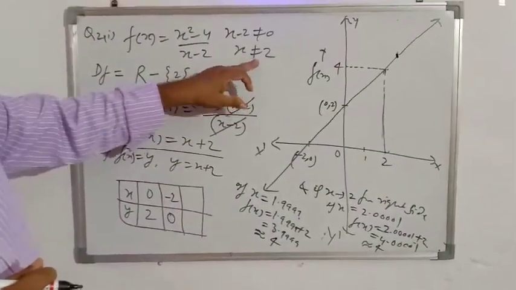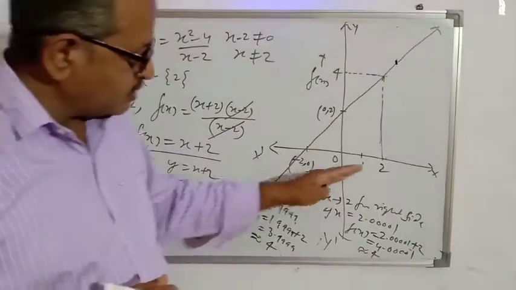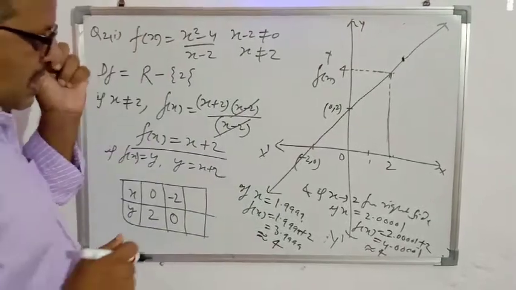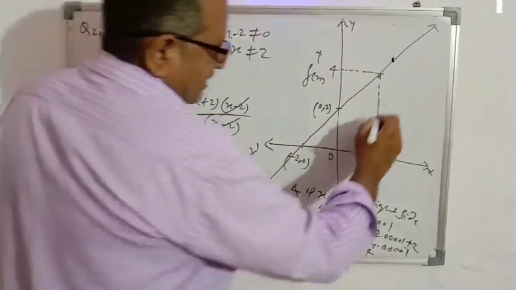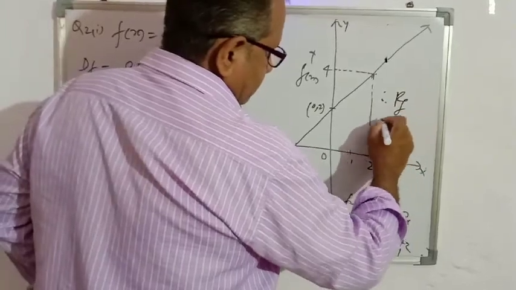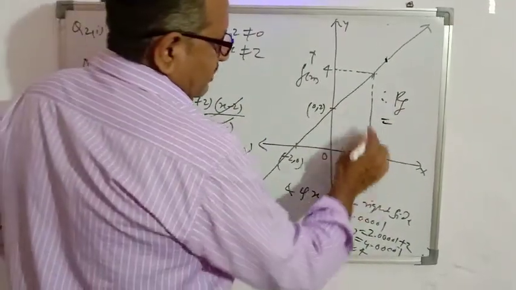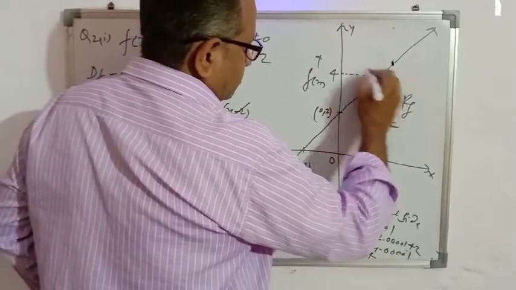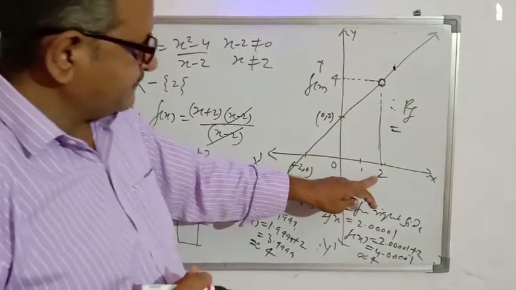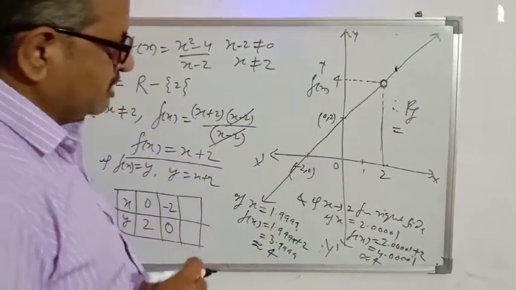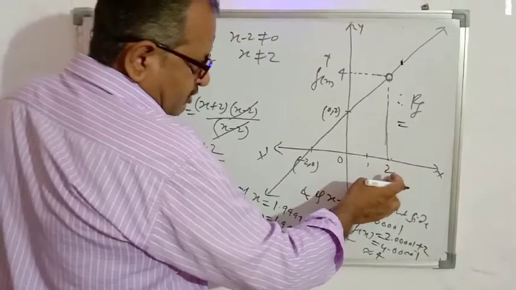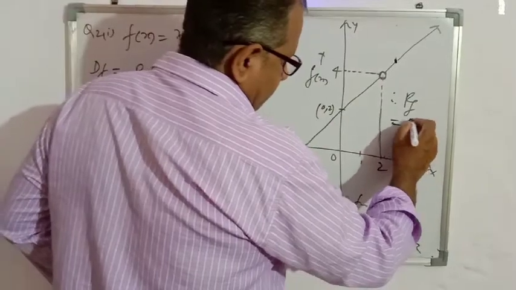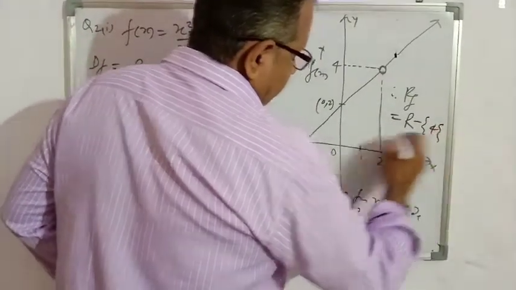At x is equal to 2, the function is not defined. But when x tends towards 2 from the left side or from the right side, f(x) tends towards 4. It means, what will be the range? So now, the range of the function. At 2 the function is not defined, so we will not get any part of the graph at x is equal to 2 because it is undefined at 2. But very close to 2, we are getting f(x) nearly 4. So the range of the function will be all the real numbers except 4.